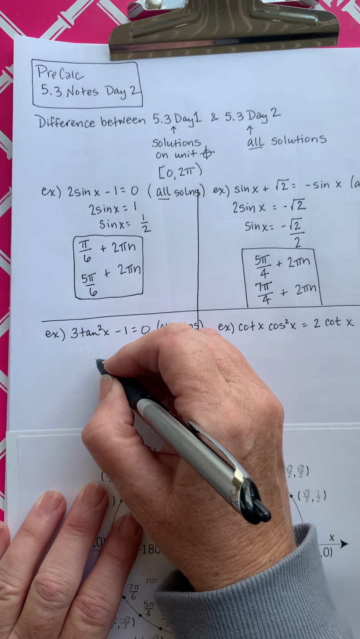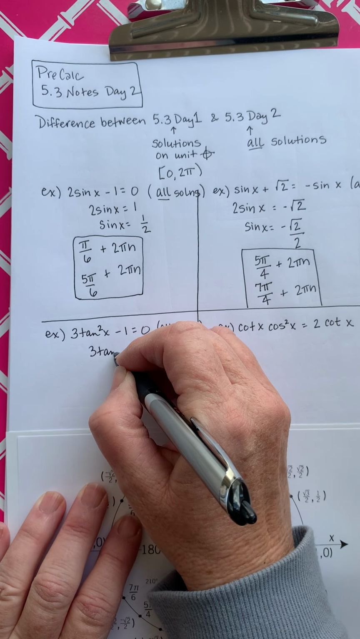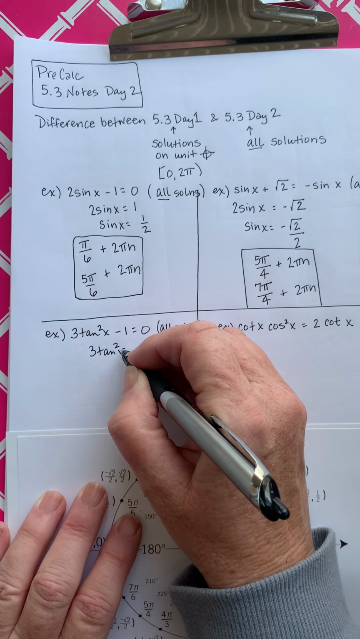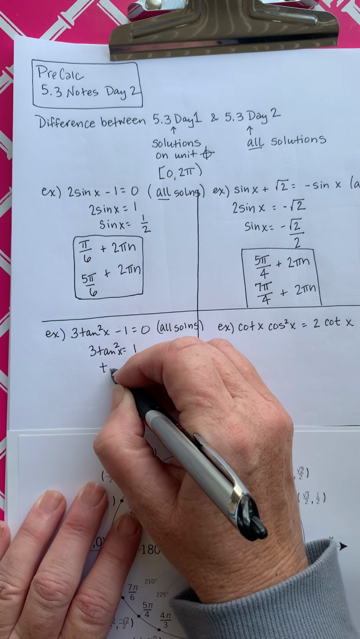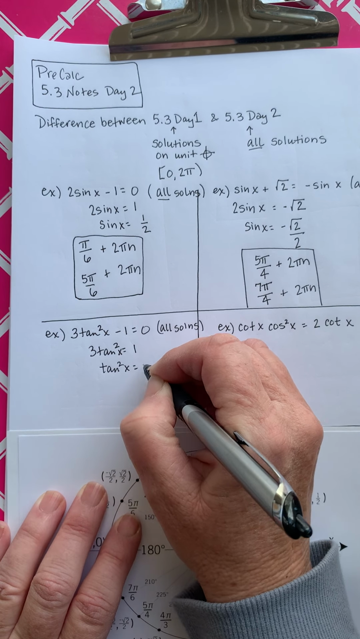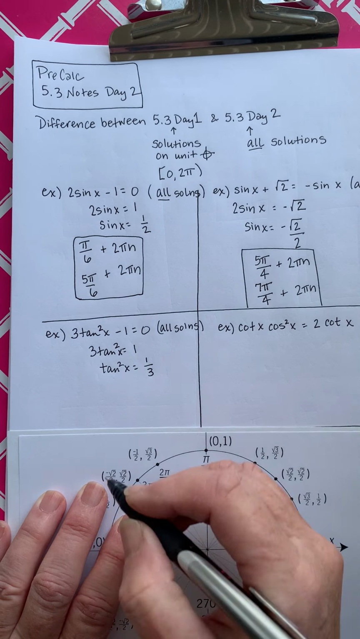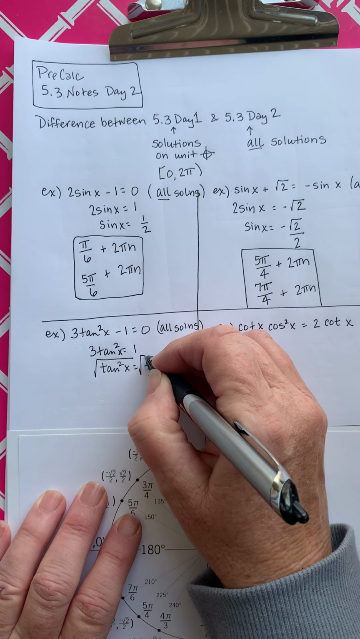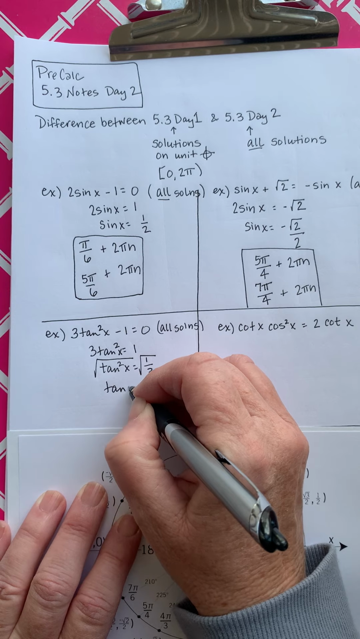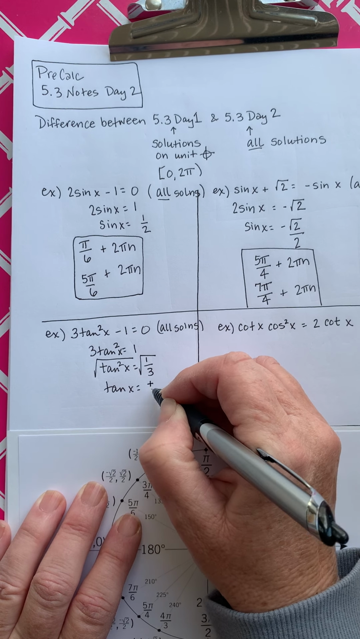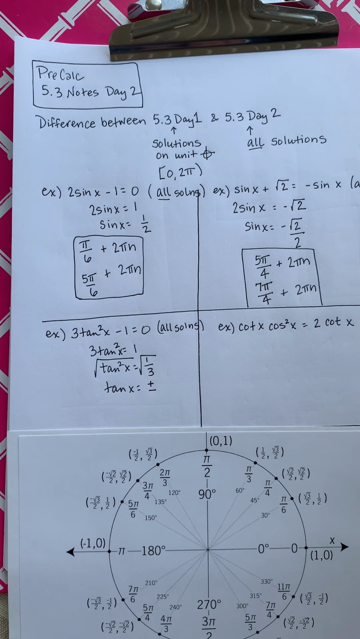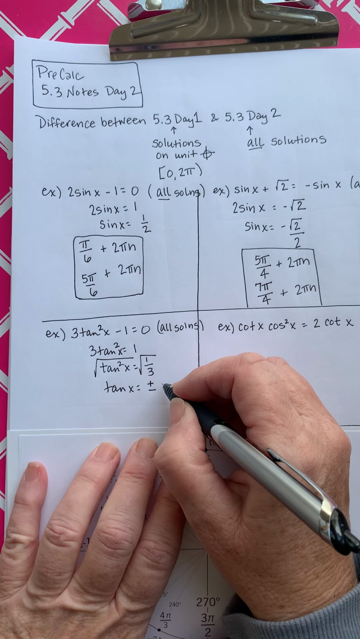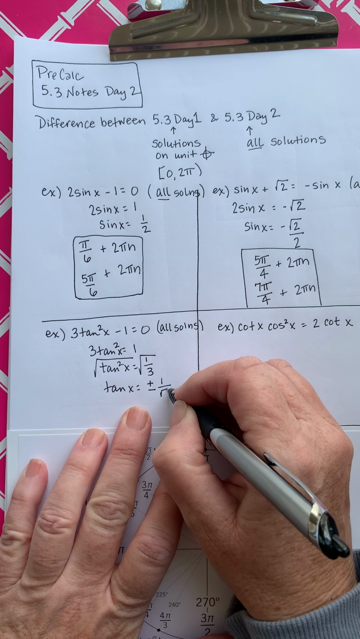Okay, I want to get tangent squared of x by itself, so I'm going to add the 1 to both sides. Oops, I forgot my x. And I'm going to divide by 3. And I'm going to square root both sides of my equation. And when I square root, I'm going to get a plus or minus. So I have plus or minus the square root of 1, which is 1, over the square root of 3.